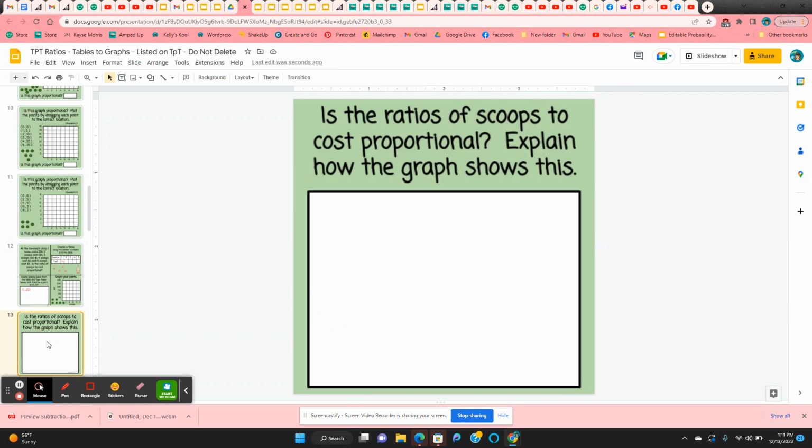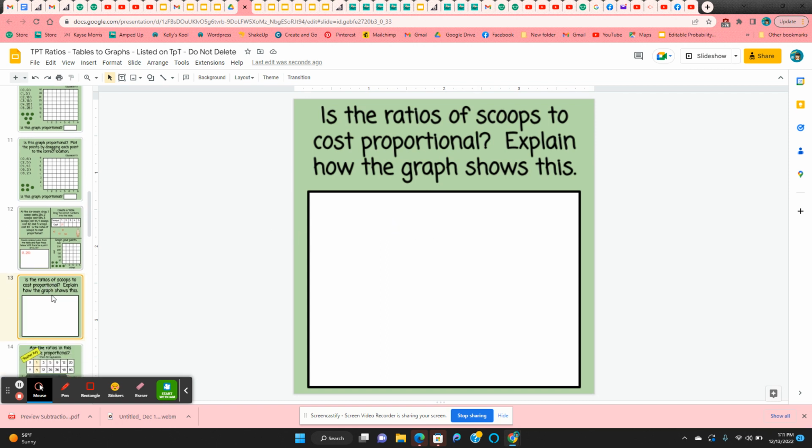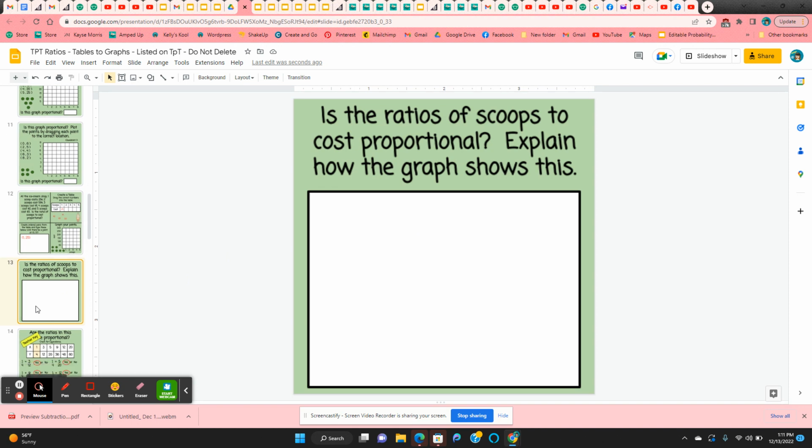So on the very next slide, is the ratio of scoops to cost proportional? And they're going to explain why. It is not, because it's a curved line, even though it does go through the origin.